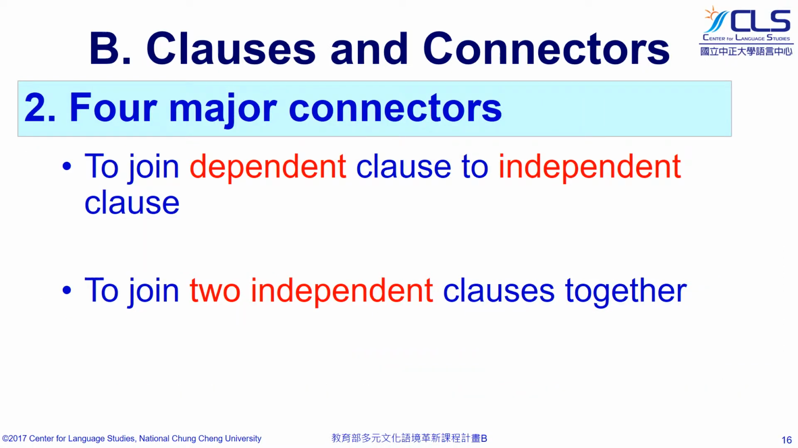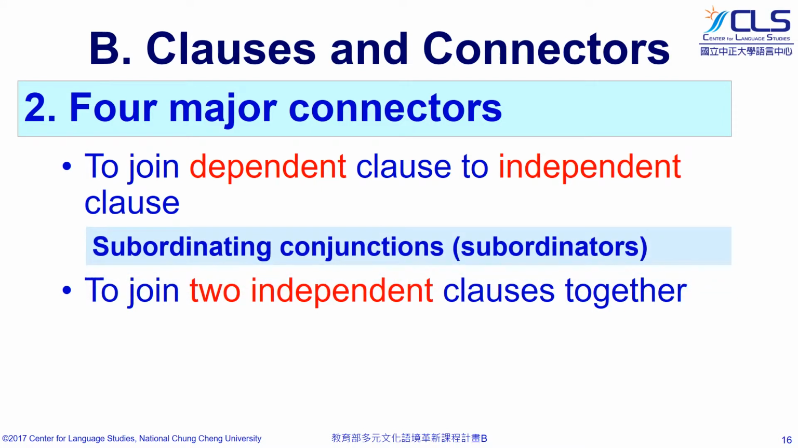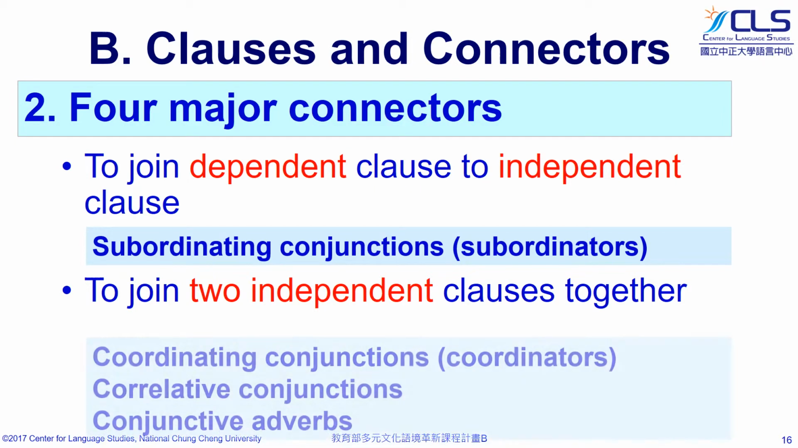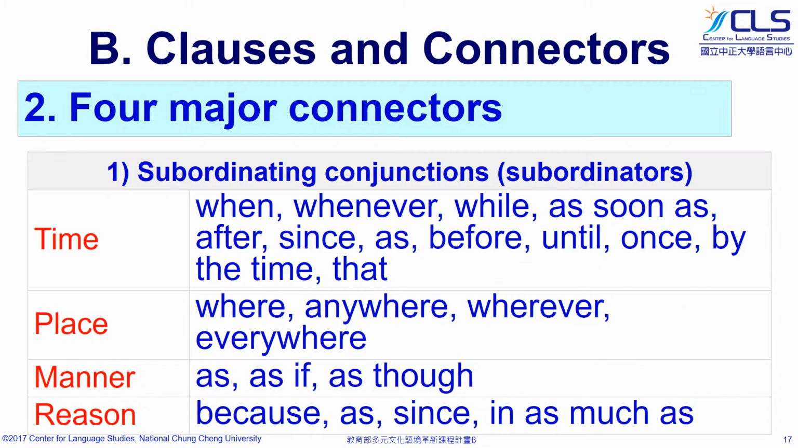After looking at the three major types of dependent clauses, let's move on to learn the four major types of connectors. So, to join a dependent clause to an independent clause, we use subordinating conjunctions, also called the subordinators. And to join two independent clauses together, we can use coordinating conjunctions, also called coordinators, correlative conjunctions, or conjunctive adverbs.